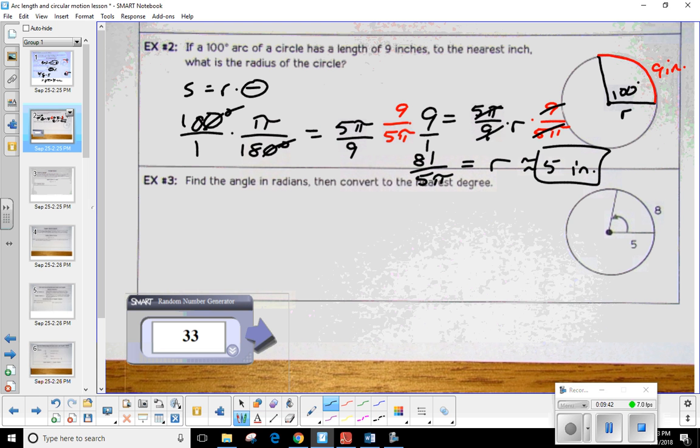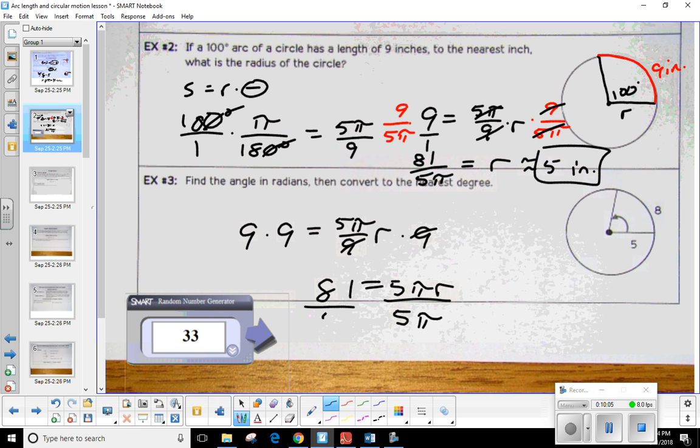Now, remember, there are other ways you can solve problems like this. If I had 9 is equal to 5 pi over 9r, you could simply multiply both sides by the denominator. 9 times 9, so you get 81 is equal to, those cancel, 5 pi r. And in order to solve for the radius, you would still divide through by 5 pi. So you're still going to end up with the same thing. It just really depends on what you feel the most comfortable with. Okay. Questions? Okay.